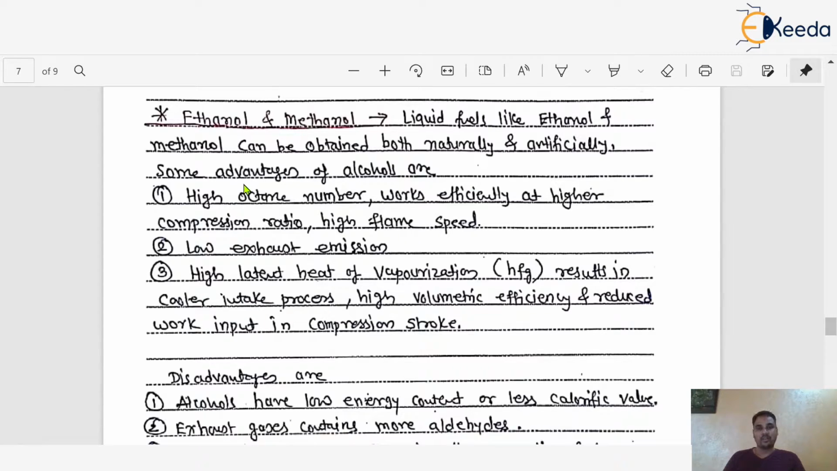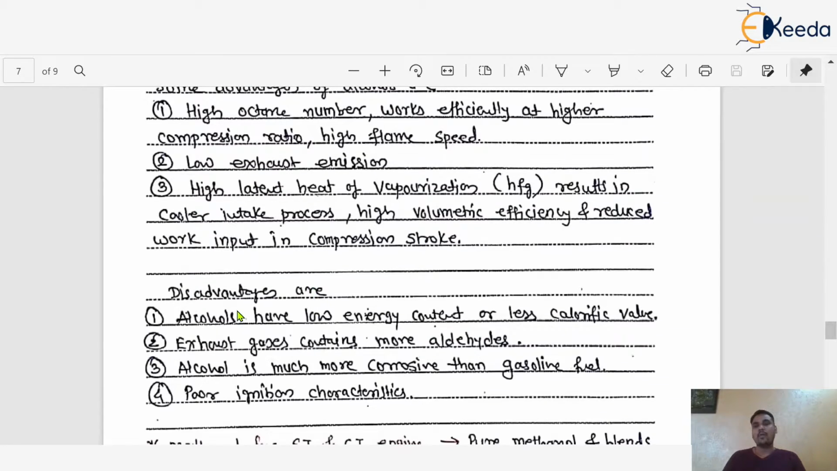Some advantages of alcohols: the first is high octane number, and it works efficiently at higher compression ratio with high flame speed. This is the major advantage of using alcohol as an alternative fuel. Second, low exhaust emission. Third, high latent heat of vaporization, h_fg, results in a cooler intake process, high volumetric efficiency and reduced work input in the compression stroke. These are a few advantages of using ethanol and methanol, which are products of alcohol.